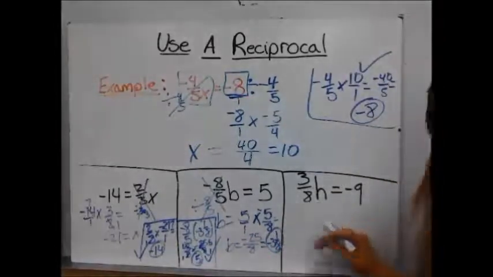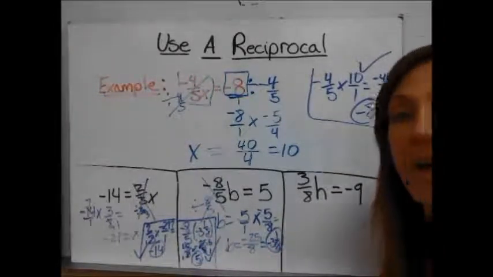All right, let's go to this last one. 3/8 h equals negative 9.